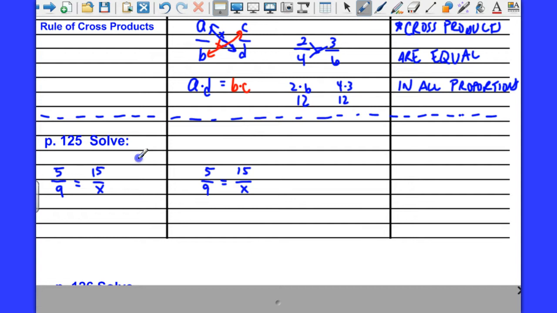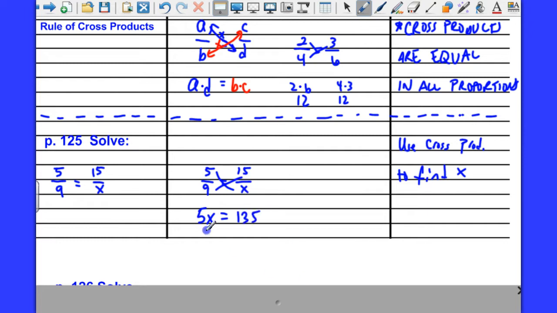Let's take a look at a really simple example. This is actually from page 125 in your book. Please write that down. 5/9 is equal to 15 over x. Now let's start simple, but we're not going to stay simple very long. Copy it there. Basically what you want to do is use cross products to find x, or the unknown. So if I multiply crisscross, 5 times x, well, that's 5x. And that's equal to 9 times 15. 9 times 15 is 135.